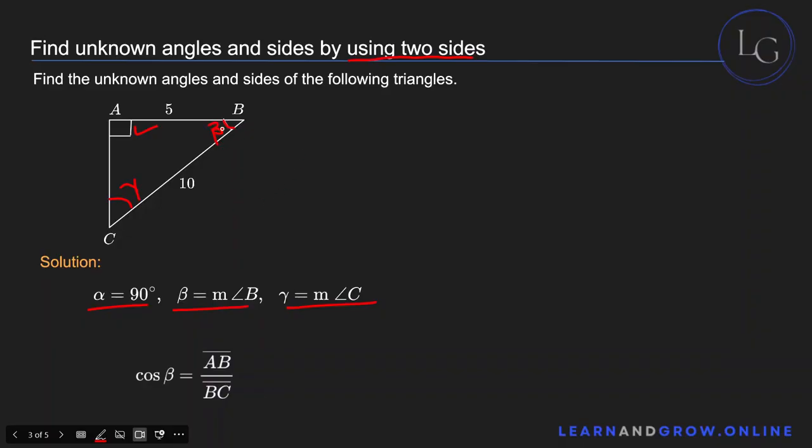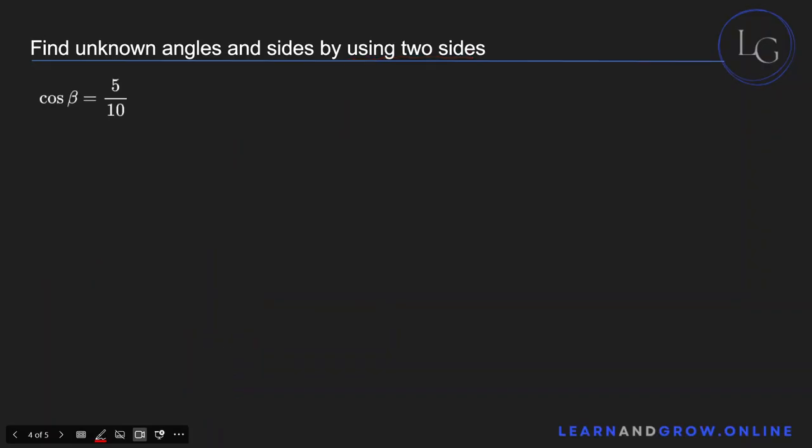So we know that cos beta, the cos of this angle beta, is the adjacent over the hypotenuse, so 5 over 10. Since 5 is AB, so AB over BC. We know AB is 5 and we know BC is 10, so you can find beta by taking cos inverse of AB over BC. So cos inverse of 5 over 10, so cos inverse of 1 by 2, and that gives you 60 degrees. So now you know that beta is 60 degrees.